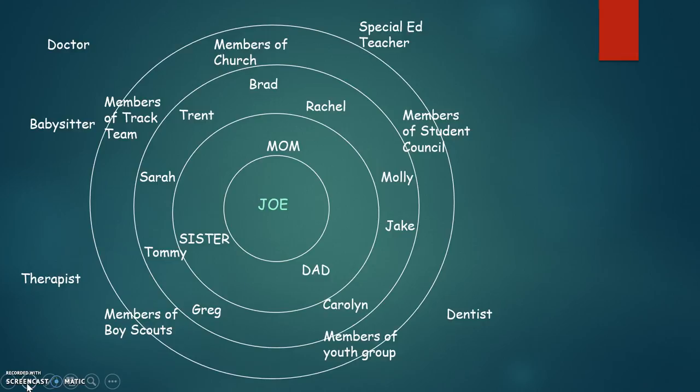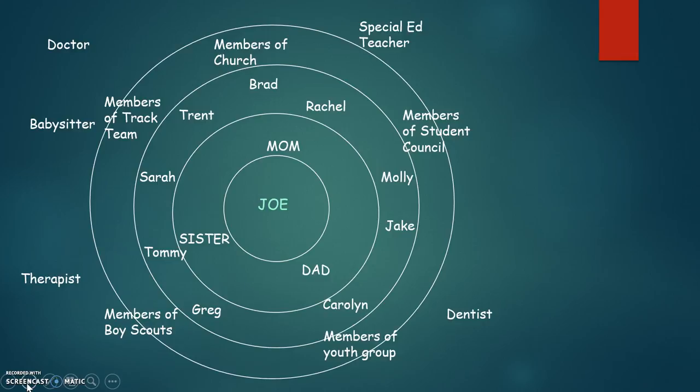He's got his friends, Brad, Rachel, Molly, Jake, Carolyn, Greg, Tommy, Sarah, Trent. And within that circle, Trent was on the track team and he thought, well, geez, Joe runs really fast. Let's have Joe join the track team. So Joe went with Trent to the track team. Molly was on student council and she thought, well, Joe is really interested in things that go on at school. Let's have him join student council with me. So now Joe has a student council group that he belongs to.